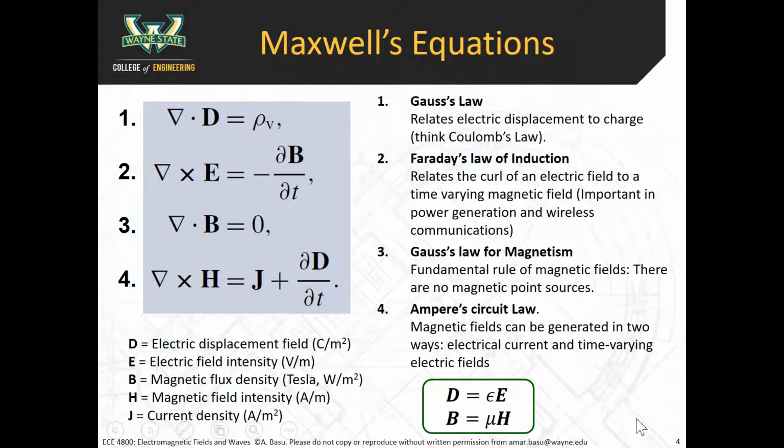The fourth one is Ampere's circuit law. This is saying that magnetic fields can be generated in two ways, by electrical current and by time-varying electric fields. Electrical current is J, time-varying electric fields is dD/dt. All right, but since we're working with statics, we're going to ignore the second thing here.